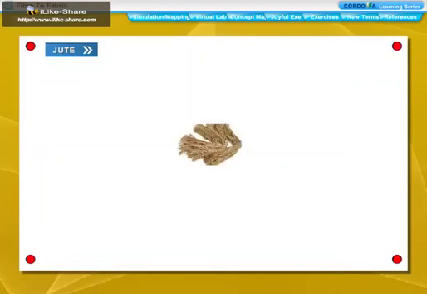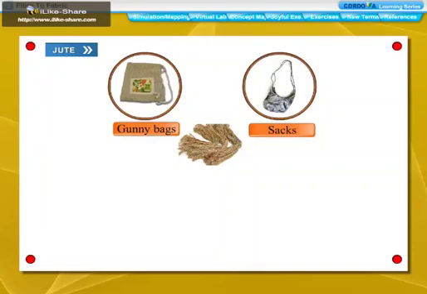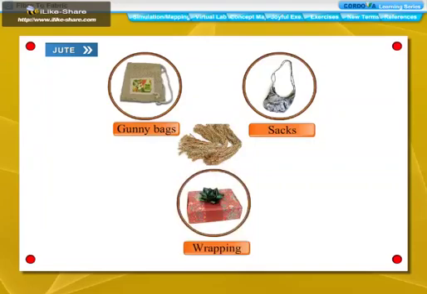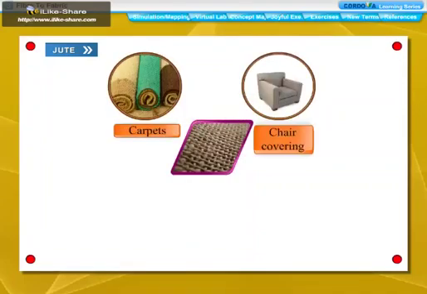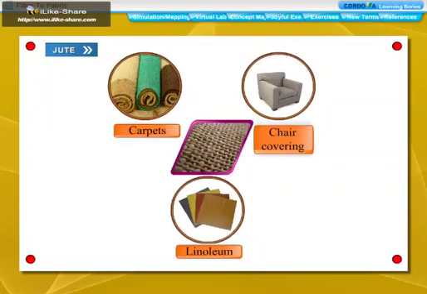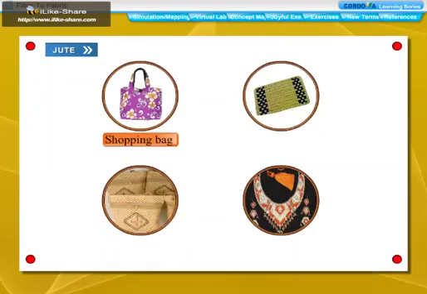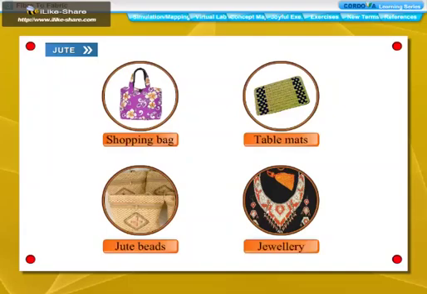Uses of jute. Jute yarn is used for making gunny bags or sacks and for wrapping packages. High-quality jute is woven into curtains, carpets, chair coverings and packing of linoleum. Today, fashionable shopping bags, table mats, jute beads and jewelry are also available in the market.